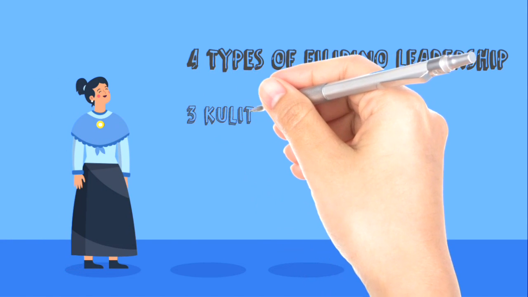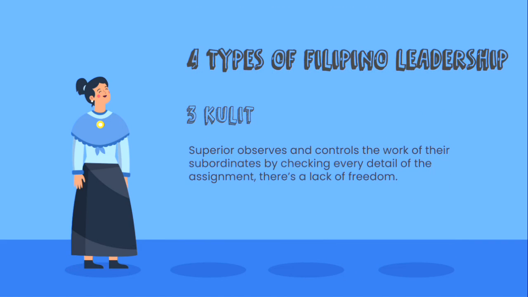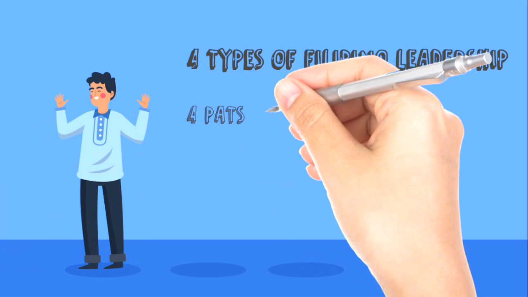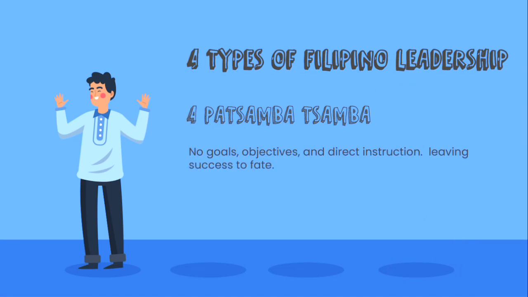Number 3, kulit. The superior observes and controls the work of their subordinates by checking every detail of the assignment. There is a lack of freedom. Number 4, pakiyamba-chamba, no goals, objectives, or direct instruction, leaving success to fate.